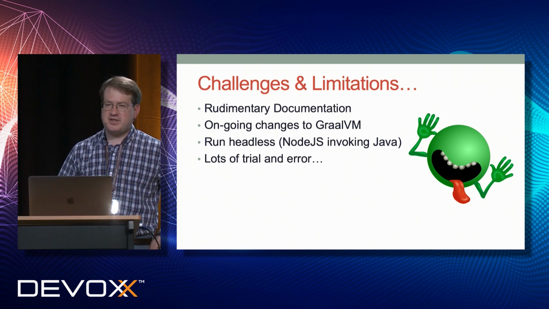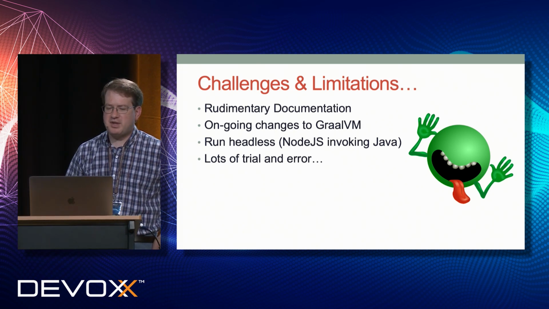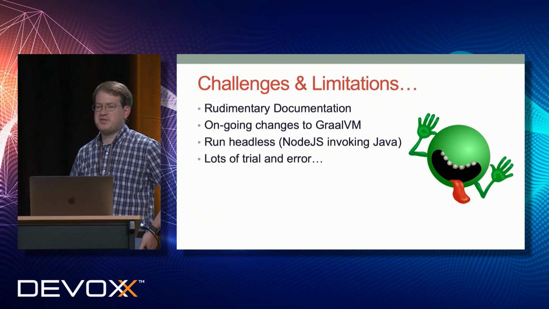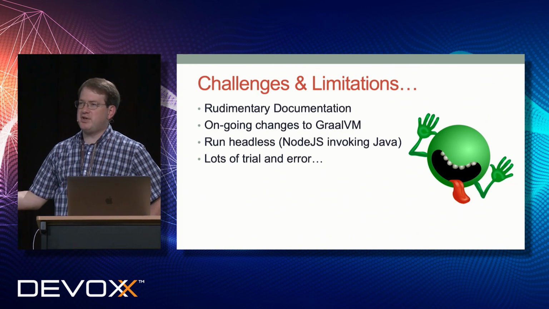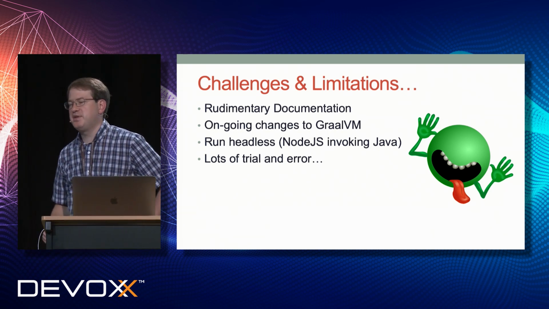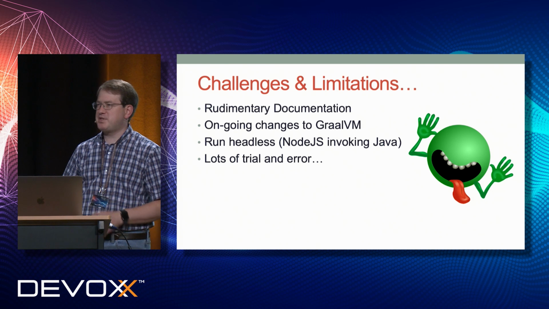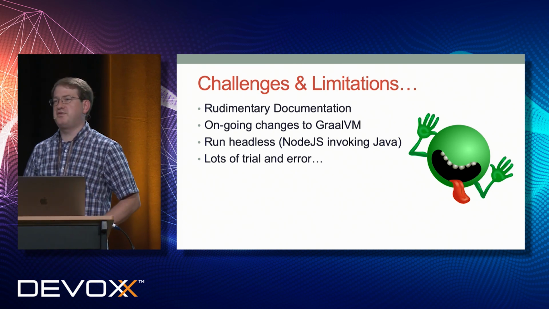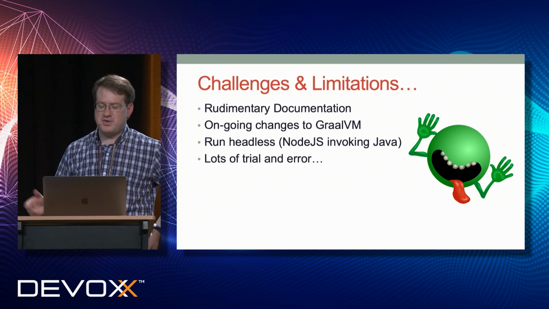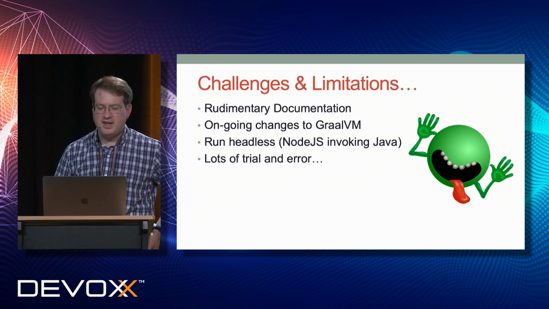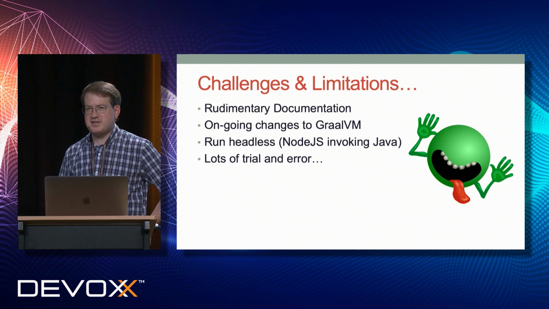There are also ongoing changes to GraalVM, so they're not necessarily backward compatible. As I mentioned, I ran into a problem with Node.js invoking Java, where I had to run it in headless mode, otherwise the process would just seize up. And it was random. The first couple of times I ran it, I had no trouble, but then suddenly it would freeze on me. I was pulling my hair out until I got a dump and noticed that it was going for a graphics file to put in the dock. It takes lots of trial and error to get things to work.